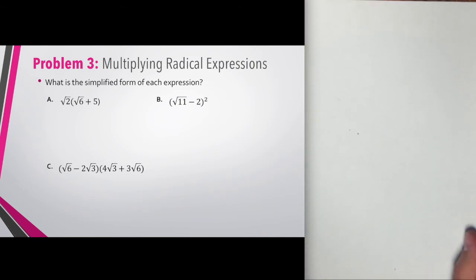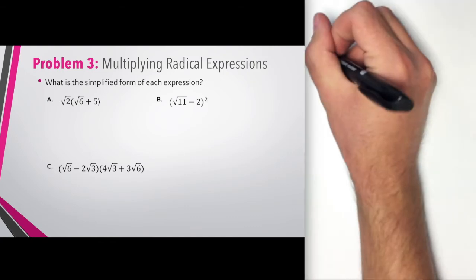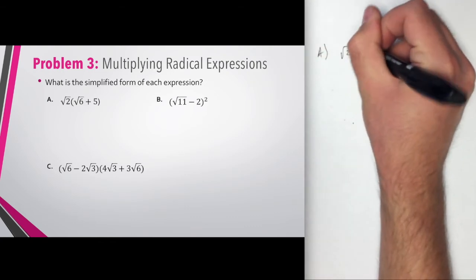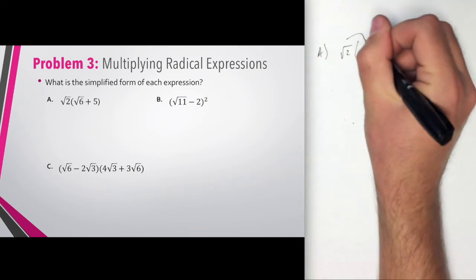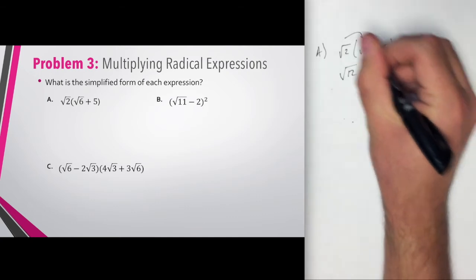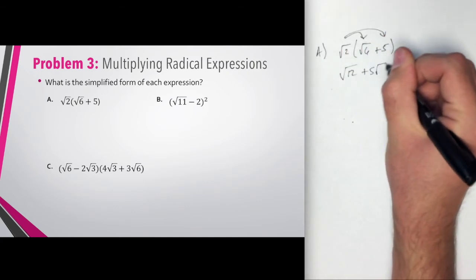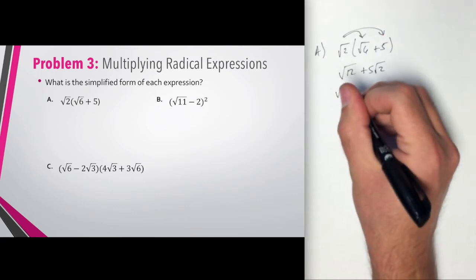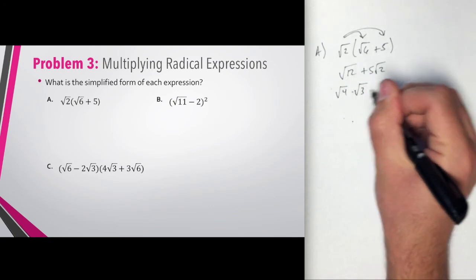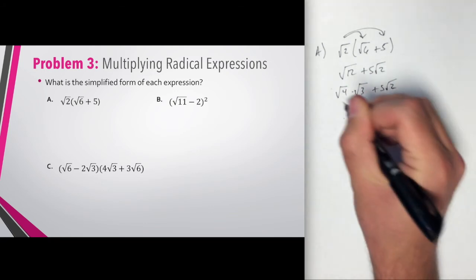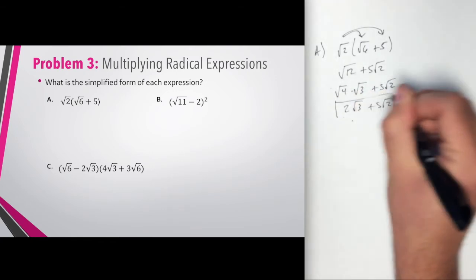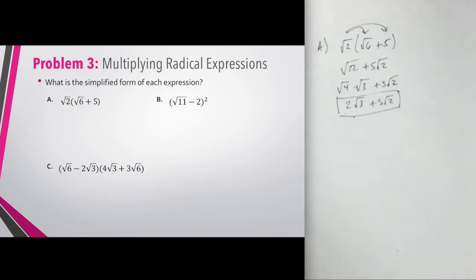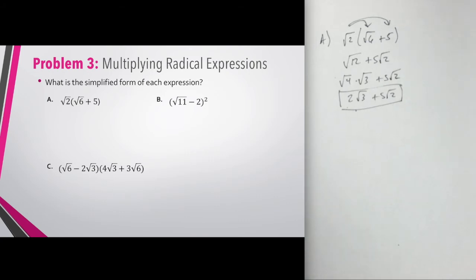I'm not going to go through and explain every little detail just for the sake of time. So letter A, square root of 2 times square root of 6 plus 5 square root of 12 plus 5 square roots of 2. Break that down, square root of 4 times the square root of 3. This becomes 2 square roots of 3 plus 5 square roots of 2. Can't do anything else to that. 2 square roots of 3 plus 5 square roots of 2.